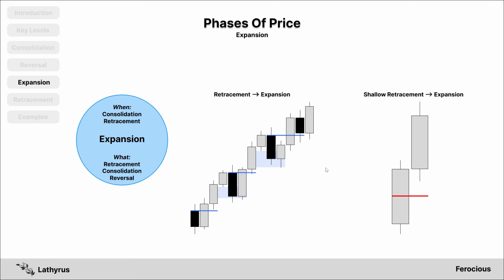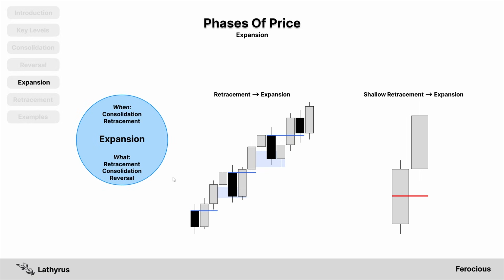The third phase of price I'm going to talk about is expansion. We can get an expansion after we had a consolidation or a retracement. And what can we expect after an expansion? We can expect a retracement, a consolidation, or a reversal in price. Expansion is really important to understand because there can happen three things after we get an expansion, and this is the main thing I'm using in my trading. So stay tuned for the end of the video where I go over the examples of how to apply this in the real market.